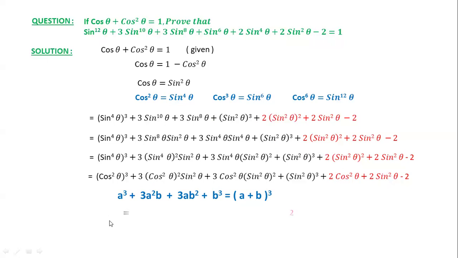So now let us see what happens. This is in this form, therefore this is your a and this is your b. So it becomes sine square theta plus cos square theta whole raised to 3. And from here, you take out 2 common, 2 bracket, cos square theta plus sine square theta. Sine square theta plus cos square theta is 1. So this becomes 1 raised to 3 plus 2 into 1 minus 2. So 1 raised to 3 is 1, 1 plus 2 minus 2, which is equal to 1. So our expression is this. Clear? Hope you understood.